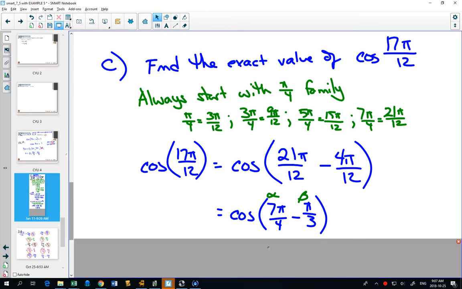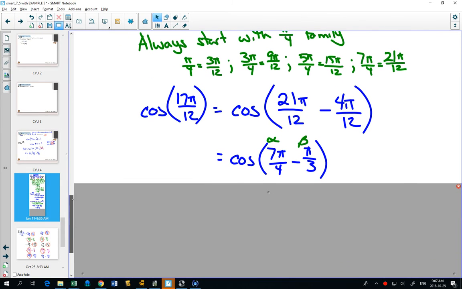I know some students who always just start with pi over 4. They don't even try to get close to the number they're finding. I'm just going to start with pi over 4, which is 3 pi over 12. What would you have to add to 3 pi over 12 to get to 17? 14 pi over 12. And that reduces to 7 pi over 6. So some people like to start with one that's close. Some people like to start with always pi over 4. Some people like to start with what's close and then add instead of subtract, because they're better at adding than subtracting. But all of them will work.